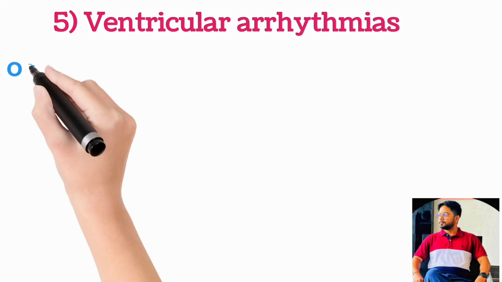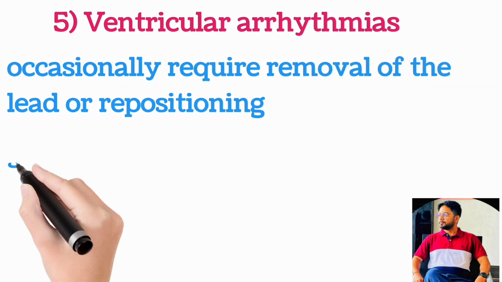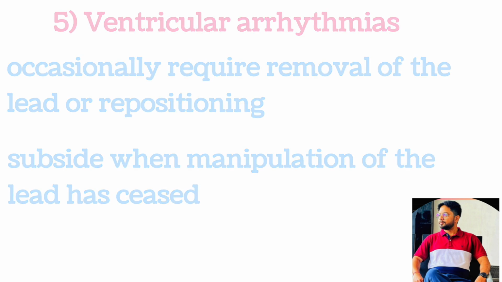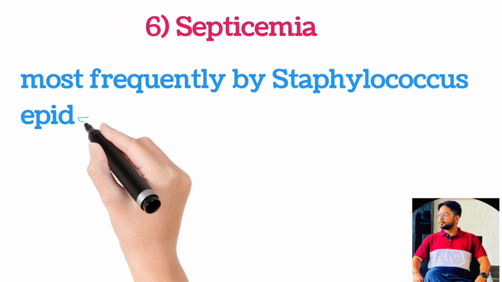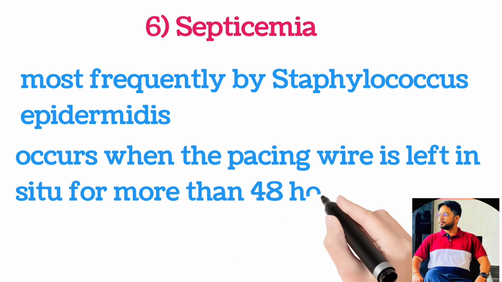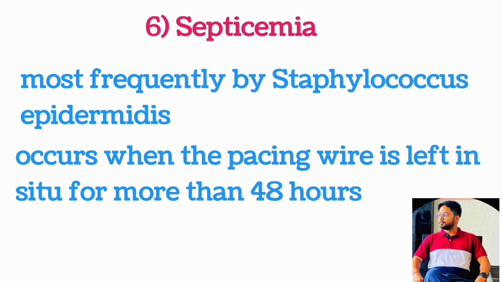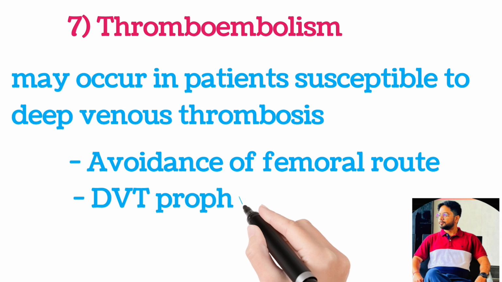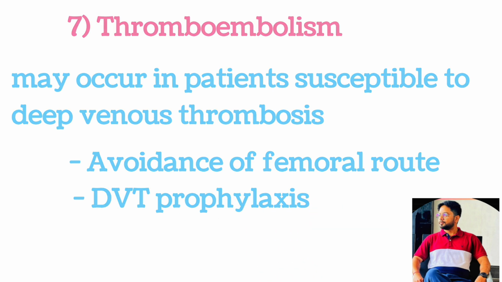Ventricular arrhythmia may occur, particularly post-AMI, after temporary cardiac pacemaker insertion, which may occasionally require removal or repositioning of the lead. These arrhythmias, however, subside when manipulation of the lead has ceased. Development of septicemia, most frequently by Staphylococcus epidermidis, occurs when the pacing wire is left in situ for more than 48 hours. Thromboembolism may occur in patients susceptible to deep venous thrombosis. Avoidance of the femoral route along with deep venous thrombosis prophylaxis should be considered.